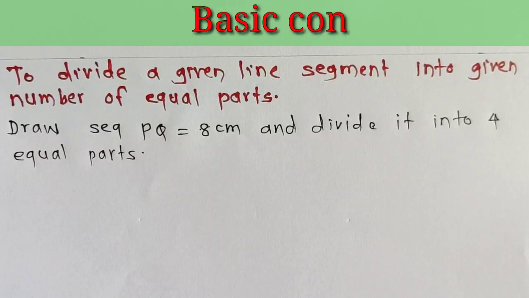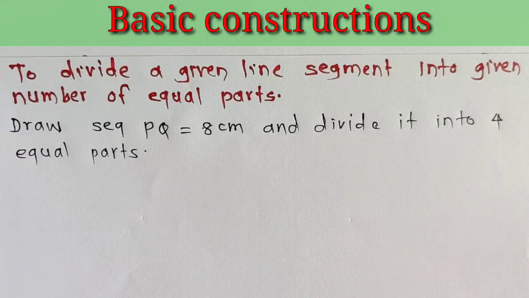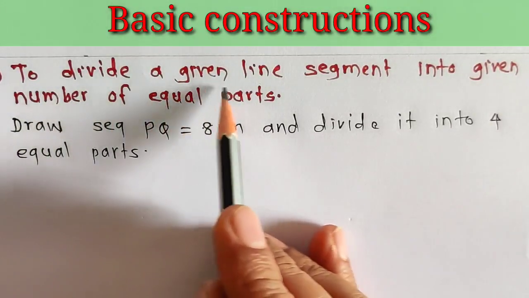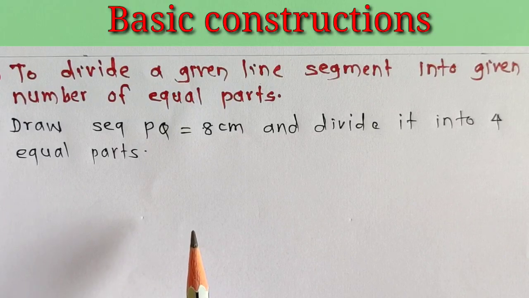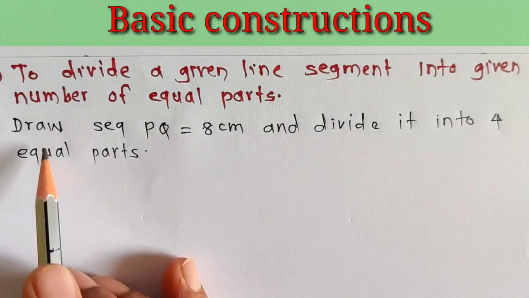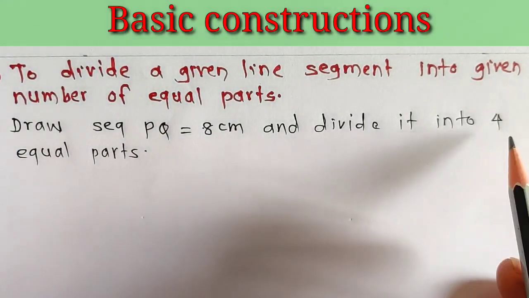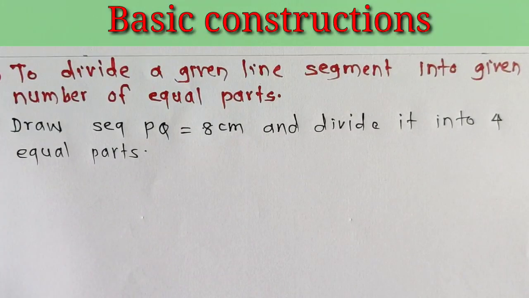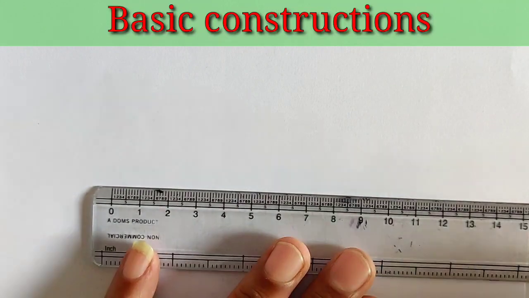Now the next construction that we already studied in 8th standard, I think the parallel lines chapter is there in 8th standard: to divide a given line segment into a given number of equal parts. So here draw segment PQ of so and so length. Here we take 8 centimeter and divide it into 4 equal parts. So first we have to draw segment PQ of 8 centimeter at the middle of the page.